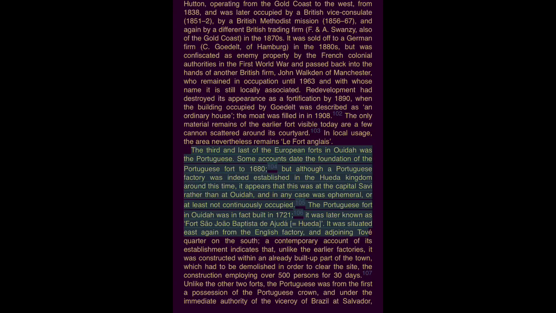The third and last fort of the European forts in Whydah was the Portuguese. Some accounts date the foundation of the Portuguese fort in 1680. But although a Portuguese factory was indeed established in Whydah Kingdom around this time, it appears that this was at the capital, Savi. The Portuguese fort in Whydah was in fact built in 1721. It was later known as Fort São João Baptista de Ajuda or Whydah. It was situated east again from the English factory.